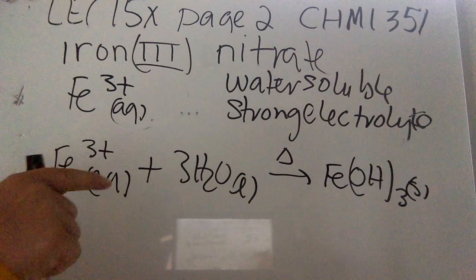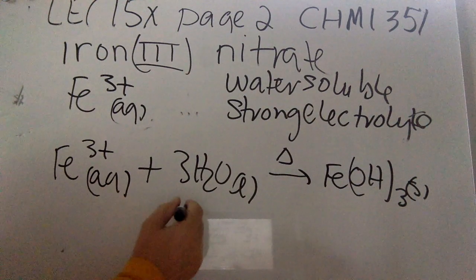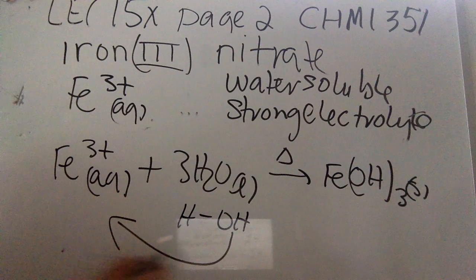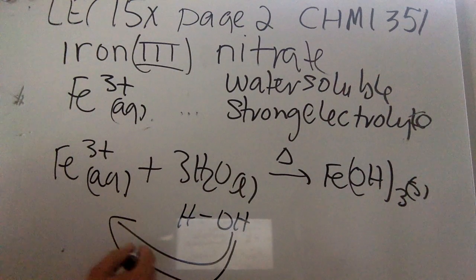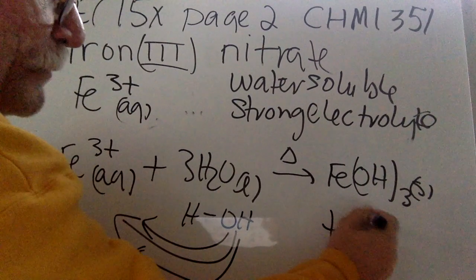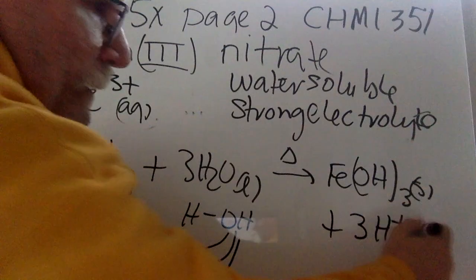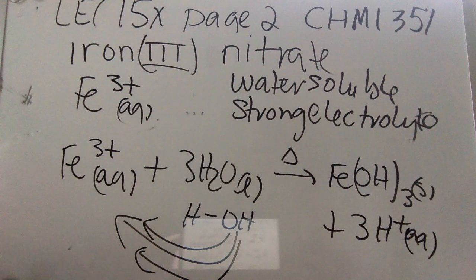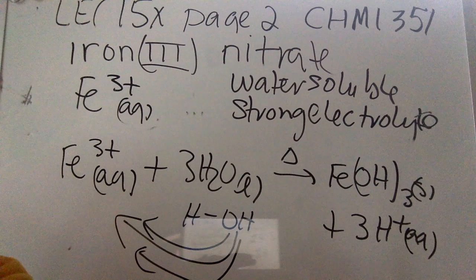So if that's true, I get 3 hydroxides. That means I'm breaking the water molecule apart. That means the hydroxides, I got 3 of these guys, go to the iron. That means I'm left with 3 hydrogen ions. So if I'm looking at this model, I'm getting a lot of hydrogen ions. That's why we think this guy behaves very acidically. Okay, different than the handout.